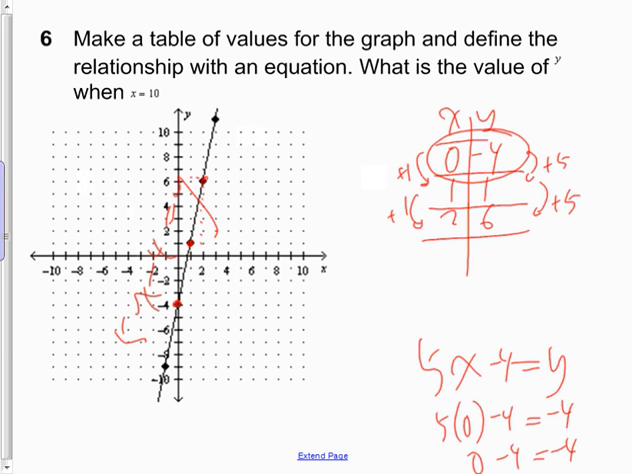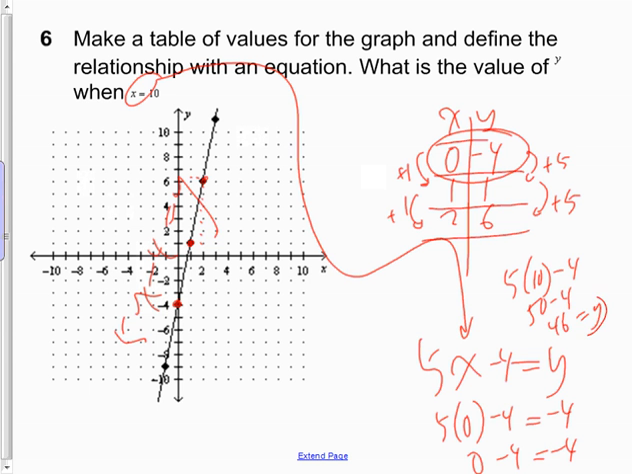And when that's done, what is the value of y when x is 10? I just take my equation, substitute 10 for the x, and simplify it to be 46. So when x is 10, so right here, if I was to go up there and meet this line, y would be 46 when it crosses that. When x is 10, y will be 46.